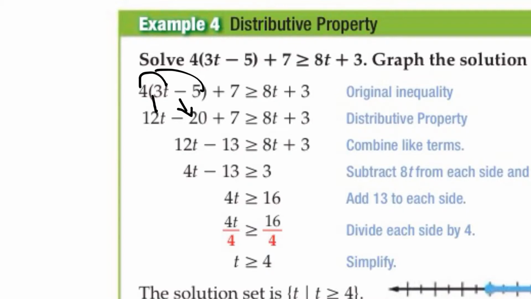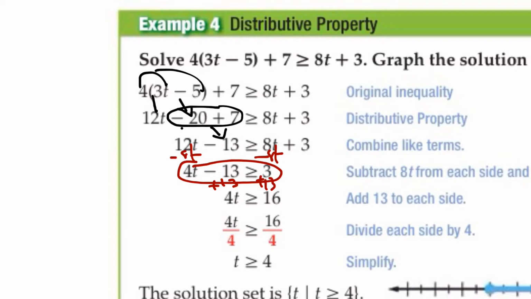Now I combine like terms. Negative 20 plus 7 equals negative 13. And bring down 12t. Then what happens? Well, 8t plus 3 is the same. Now I'm going to subtract 8t. That's what they did. And that's how I ended up with 4t minus 13 greater than or equal to 3. Notice we haven't changed the sign because we don't have to. We haven't multiplied or divided by a negative. Now they add 13. That's how they end up with 4t is greater than or equal to 16.